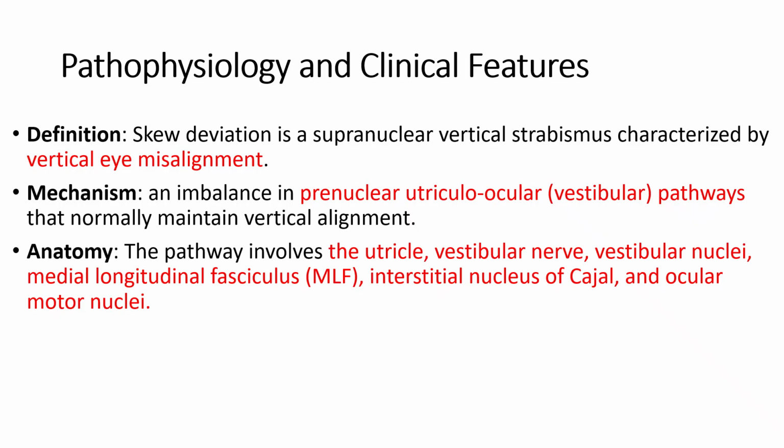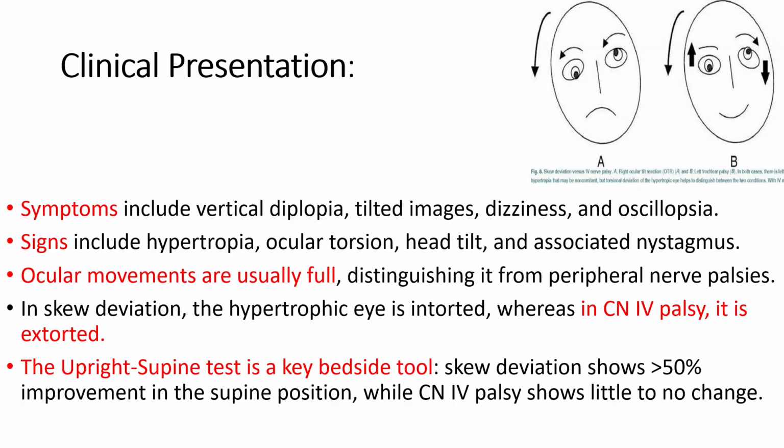Symptoms include vertical diplopia, tilted images, dizziness, and oscillopsia. Signs include hypertropia, ocular torsion, head tilt, and associated nystagmus. Ocular movements are usually full, distinguishing it from peripheral nerve palsies. In skew deviation, the hypertropic eye is intorted, whereas in fourth nerve palsy, it is extorted.